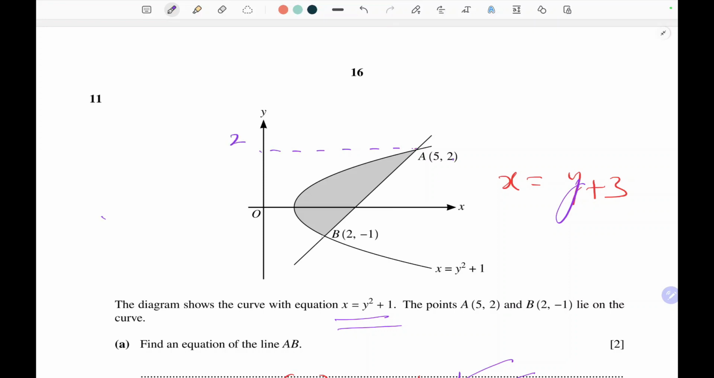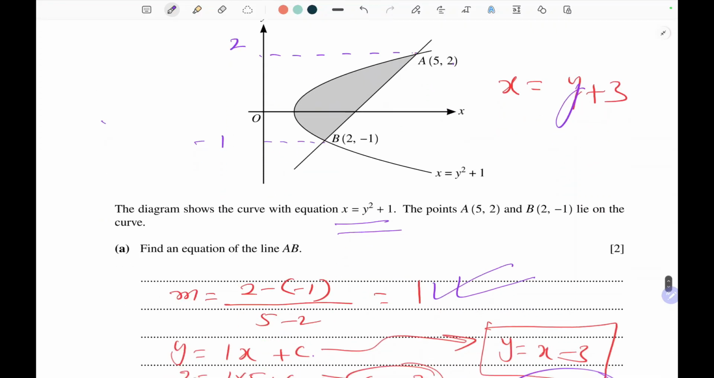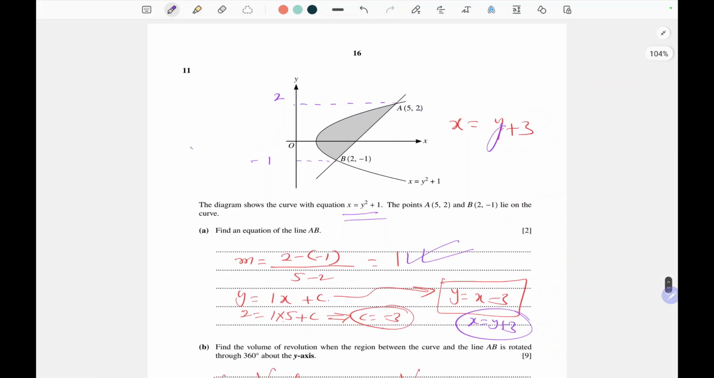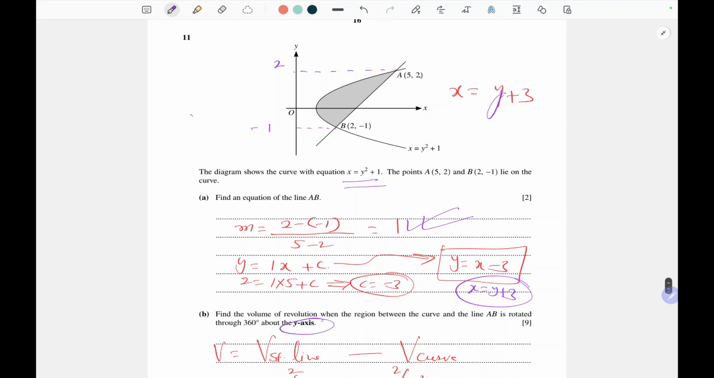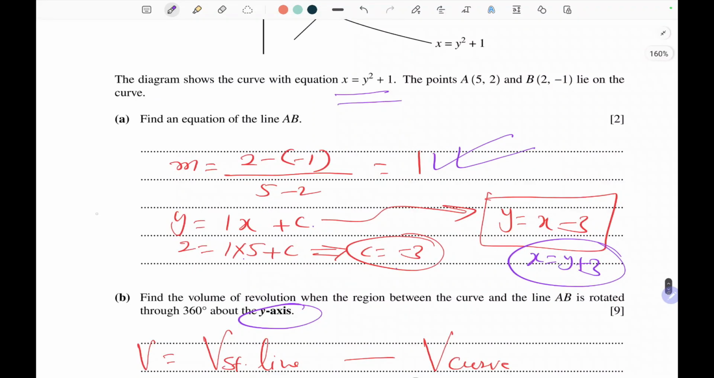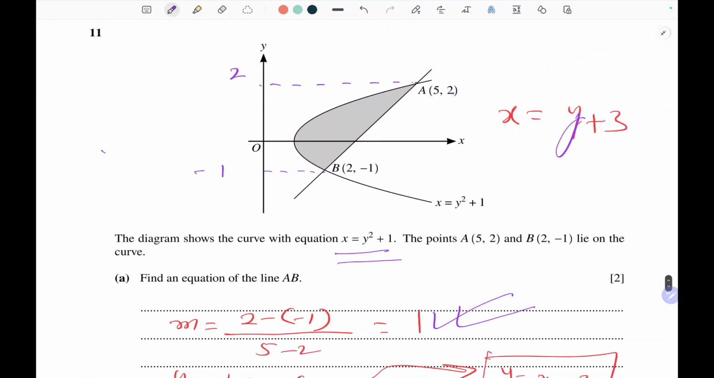So this is 2 and this is minus 1. So now it is rotated about the y-axis. You know that if you are rotating about the y-axis, this is A, this is B. So volume is pi x squared dy, right? Pi x squared dy. So now I believe you understood why I converted x as a function of y. I have converted it into an x form, and this x is already given.